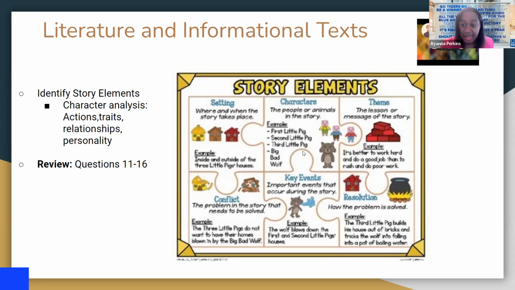Then we have the theme, and the theme is going to be that universal message in the story. All stories are also going to have some type of conflict or problem, especially in the earlier grades. There's usually a problem that needs to be solved. There's something going on, and that rising action is where that conflict gets resolved. And then you have key events. So in a summary, for instance, you're going to hit all of the key events that happen. And then the resolution is how everything comes to an end.